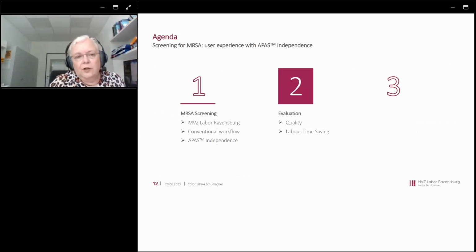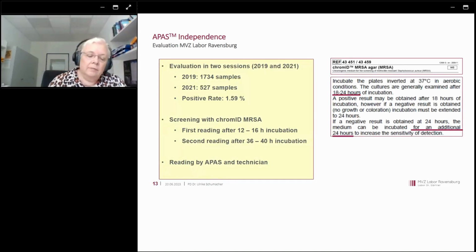The most important question for implementing this EPIS module in routine diagnostics is how good it is, and how correctly it can categorize the MRSA screening samples. So we have evaluated the EPIS module twice, once in our laboratory in 2019 when the instrument was placed for testing, and the second time when we started to implement it in the routine at the beginning of 2021.